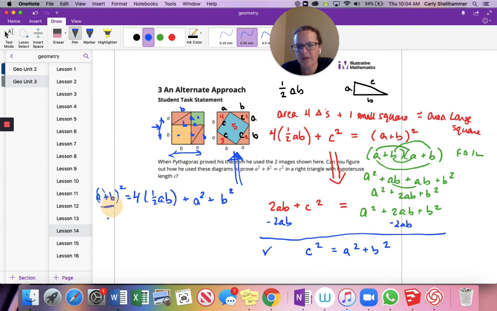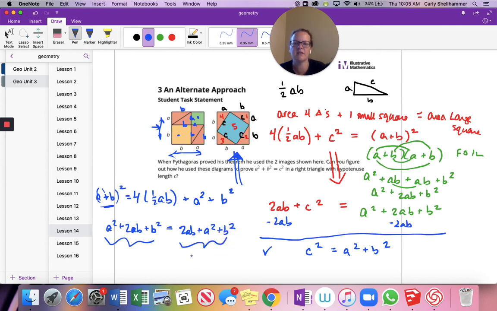If I FOIL this, I'll get the same thing as I did on the right, A squared plus 2AB plus B squared. And then that's on the left. On the right, I'll get 2AB plus A squared plus B squared. So really here I've proven that the left-hand side of the equation equals the right-hand side of the equation. Another way to prove it.